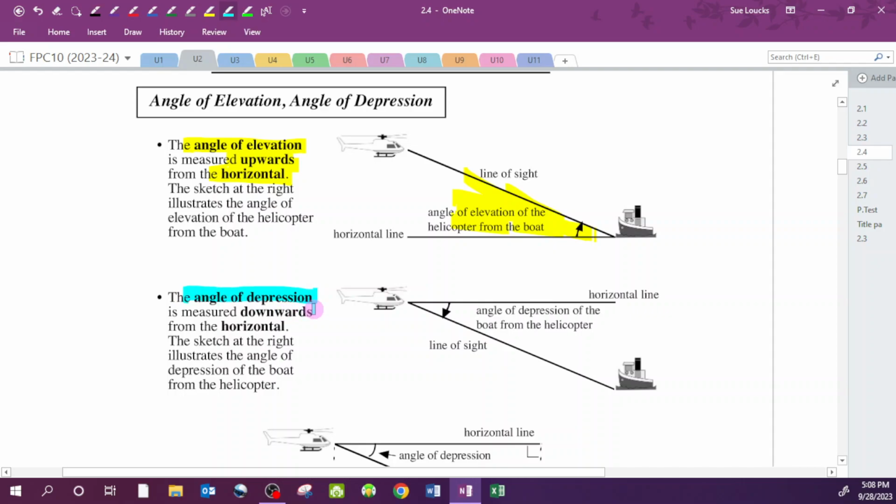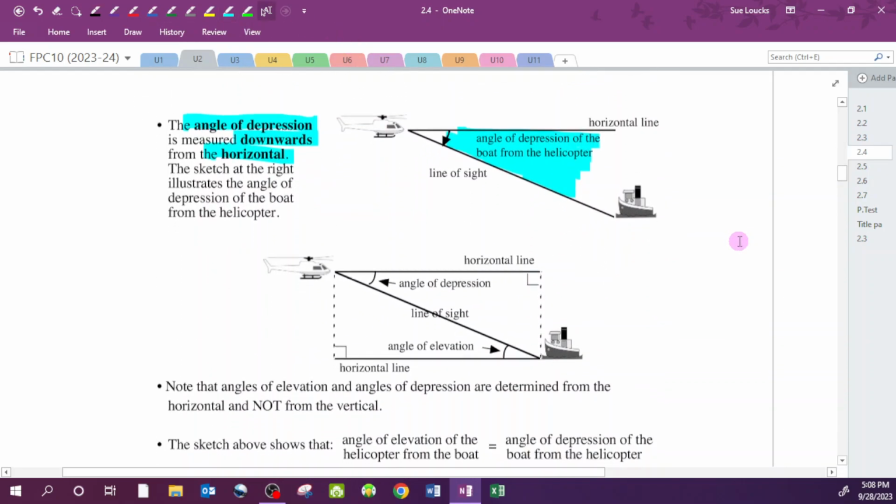And then we have the angle of depression. Well, depression is down, so that's us going down from the horizontal. So here's where my eyeball is. Here's my horizontal line, and my angle of depression is looking down at something. In this case, I'm looking down at the boat. And so that's the angle of depression, okay?